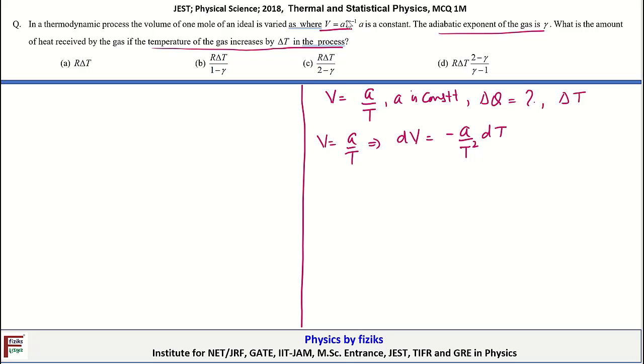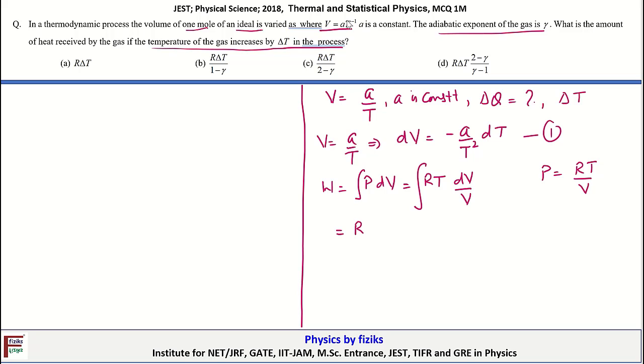Okay, so we will apply the basic definition of the work done during a process, W equal to P dV. Because it's an ideal gas and it's 1 mole, we can replace P with RT upon V, since PV is equal to RT for 1 mole of a gas. So this is equal to RT dV upon V. That's the work done.